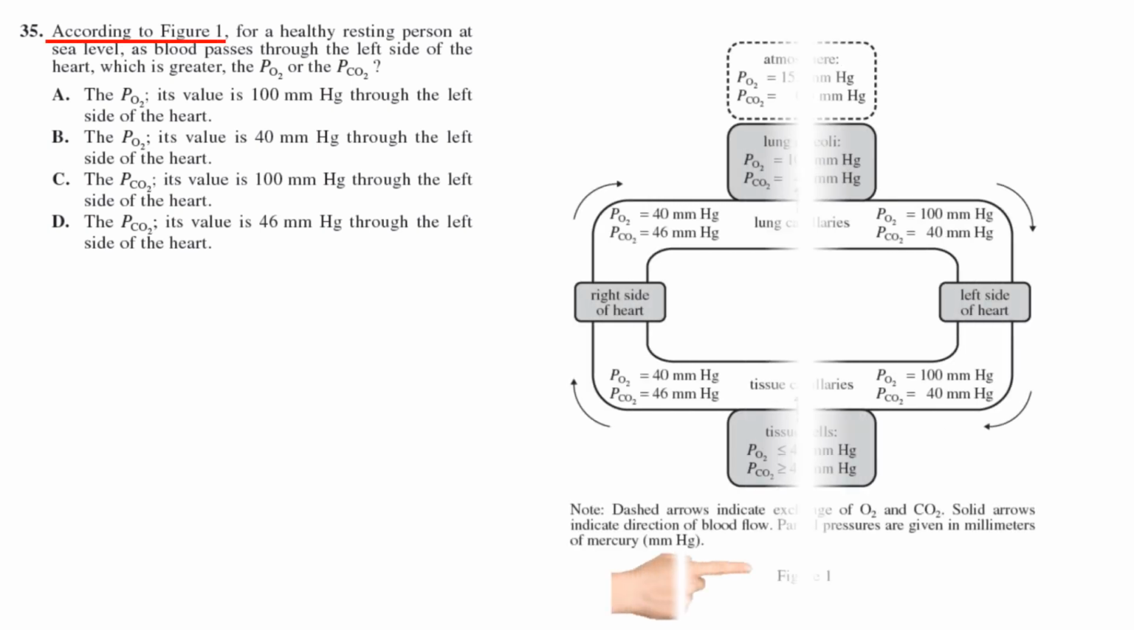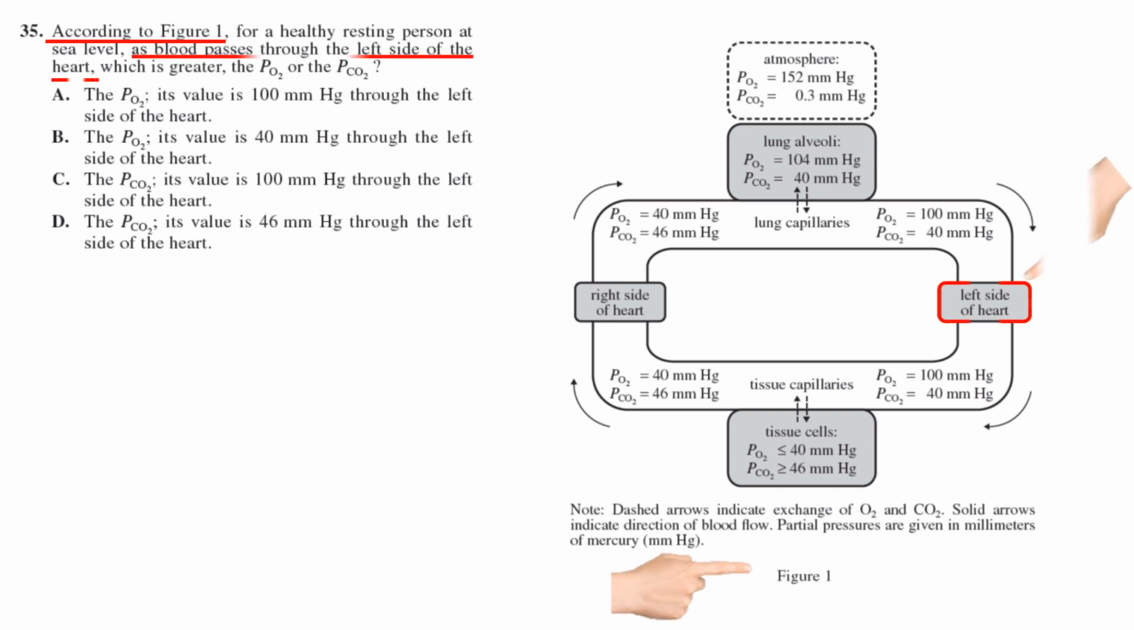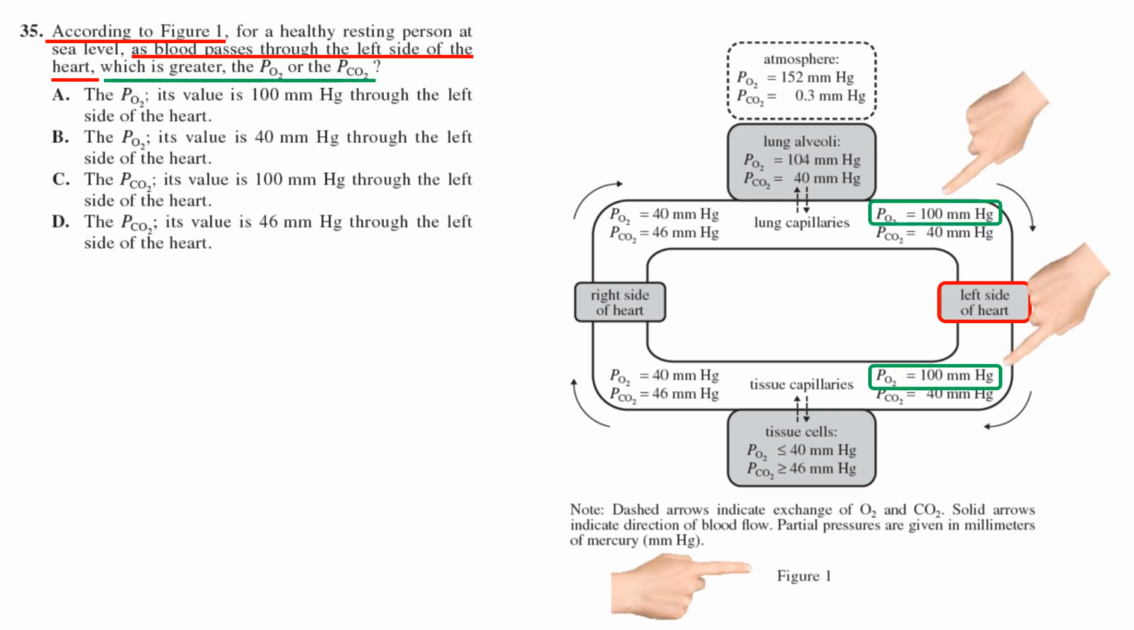Number 35. According to figure 1, for a healthy resting person at sea level, as blood passes through the left side of the heart, make sure you're looking at the correct spot, which is greater, the pressure of O2 or pressure of CO2? And so we see that the pressure of O2 is 100, CO2 is 40, so O2 is greater, and it's at 100, so your answer is A.